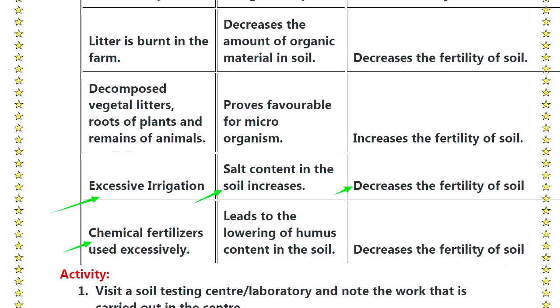Action: chemical fertilizers used excessively. Effect: leads to the lowering of humus content in the soil, and result is decreases the fertility of the soil.